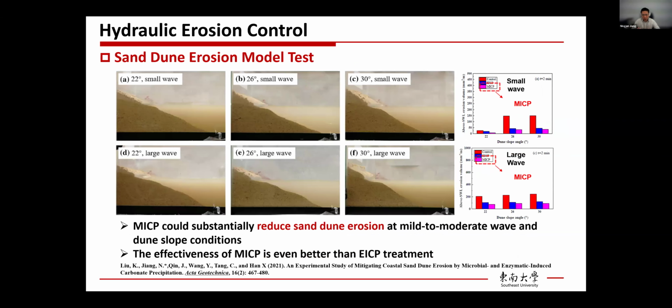Then we also look at other hydraulic erosion forms, for example, sand dune erosion. In this model test, we consider several conditions, for example, the slope degree: 22, 26, 30 degrees. We consider different magnitudes of wave, small wave or strong wave. From this model test, we can see that under all these conditions, either small or strong wave, either 22 degree or 30 degree slope, the MICP treated case performs the best. It's even better than the EICP case and much better than the control case, which is without MICP treatment.